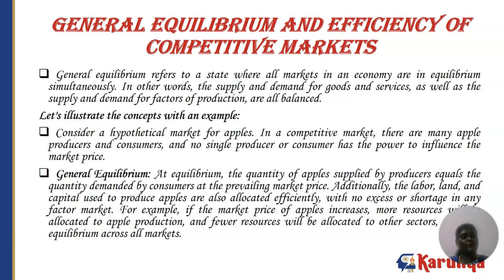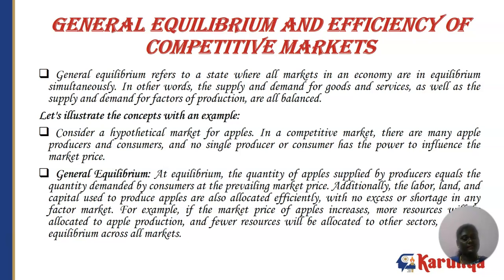So consider a hypothetical market for apples. In a competitive market, there are many apple producers and consumers, but a single producer or consumer has no power to influence the market price. So what is general equilibrium? At equilibrium, the quantity of apples supplied by the producers is equal to the quantity demanded by the consumers at the market price.